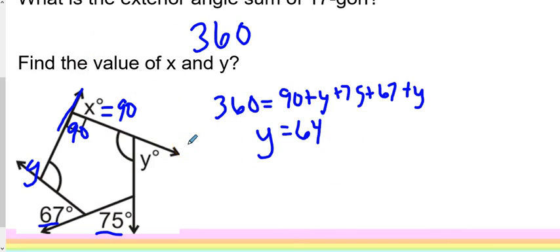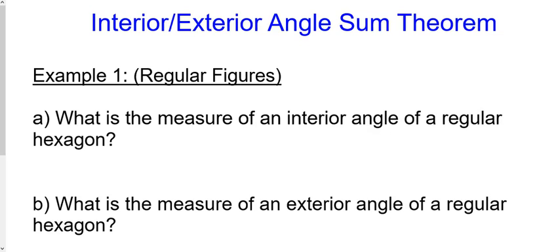All right, now let's check out some challenge problems that go along with these. Actually, before we talk about those challenge problems, we are going to talk about regular figures, and then we'll get to the challenge problems. So regular figures are the ones where the angles on the inside and on the outside are all going to be the same. So on the inside, they equal each other, and then on the outside, those angles will equal each other as well. So what is the measure of the interior angle of a regular hexagon?